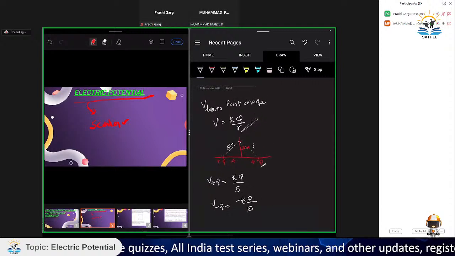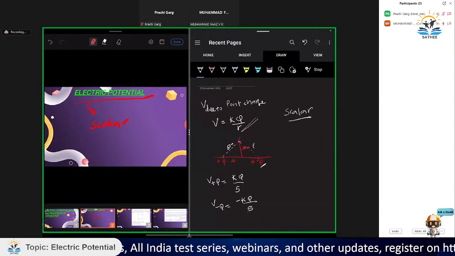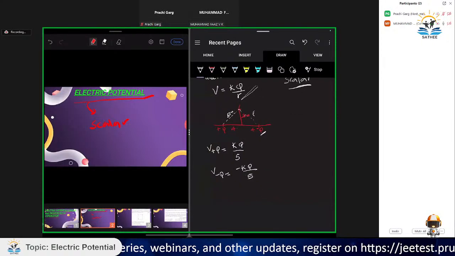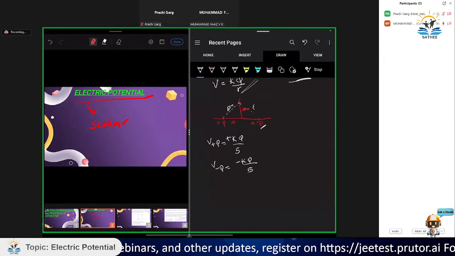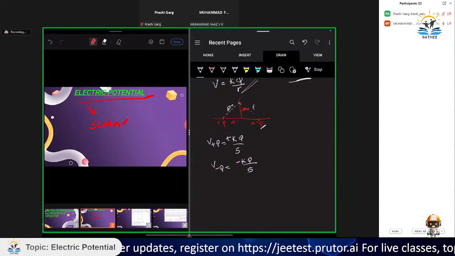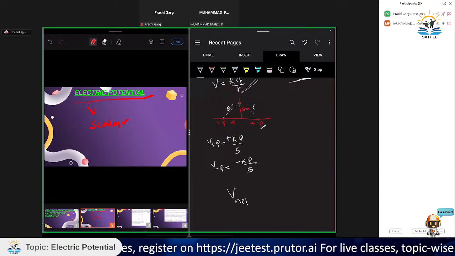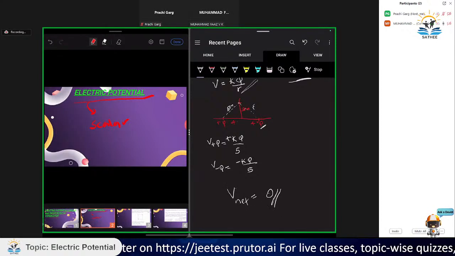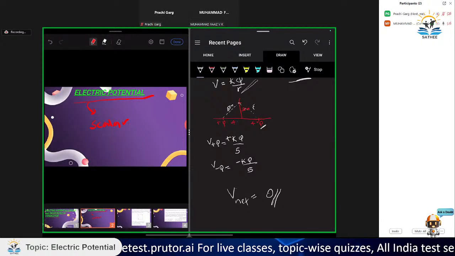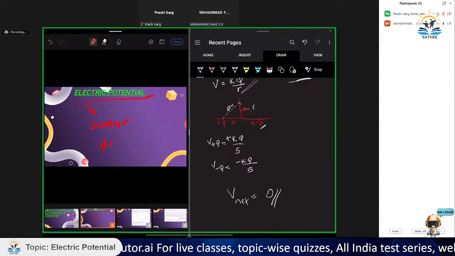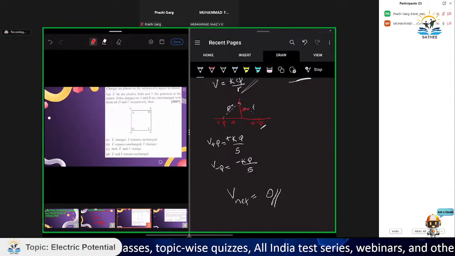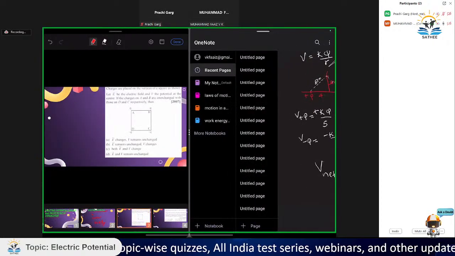So we know electric potential is a scalar quantity, so it is a plus and minus. So the net potential will be V plus Q is plus KQ by 5 and V minus Q is minus KQ by 5. So the net potential will be 0, right? Because electric potential is a scalar quantity and electric potential V is equal to KQ by R. Simple. This is our first question.